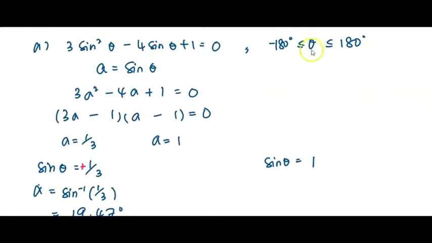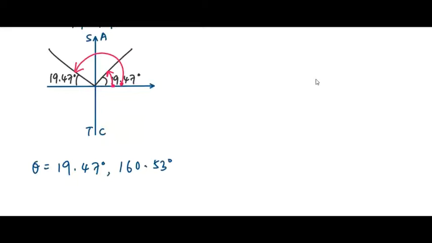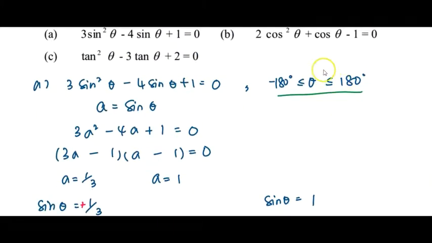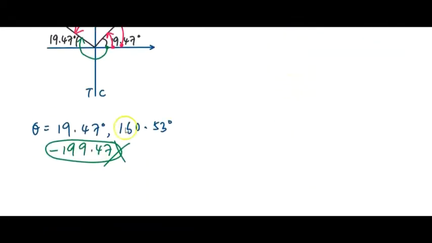I'm also going to rotate the angle in the clockwise direction, because the range of theta given is from negative 180 degrees to 180 degrees, so it allows negative angles. We need to rotate in the different direction to get the negative angle. When your angle is measured in the clockwise direction, you automatically obtain a negative angle. So this angle is 180 plus 19.47, which is 199.47, and since we measure in the clockwise direction, it is negative. But this answer is not accepted because our negative angle only allows up to negative 180 degrees. So this angle is not included in our answer. We just accept the two positive angles here.